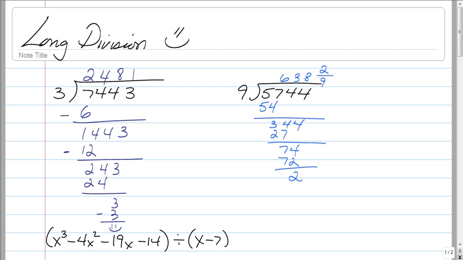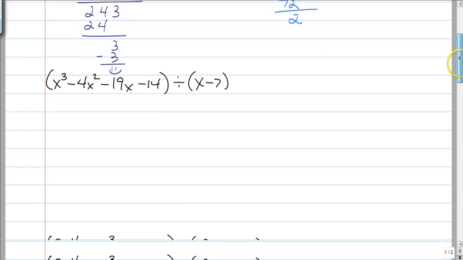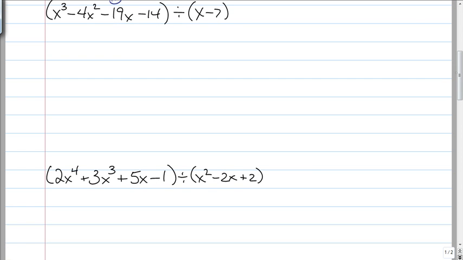Now, why did we do that? That's because you're going to start doing long division with polynomials. So this is what you're going to do for long division of polynomials. It's a little tricky, but you're going to divide x cubed minus 4x squared minus 19x minus 14 by x minus 7. So in a way, this is factoring, except we had to give you something that this was divisible by.